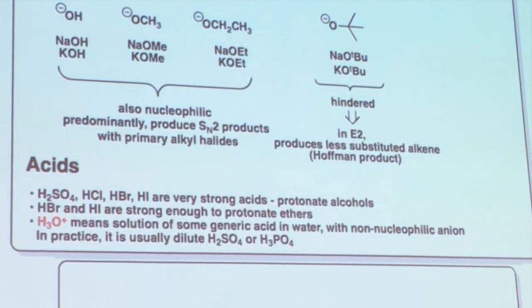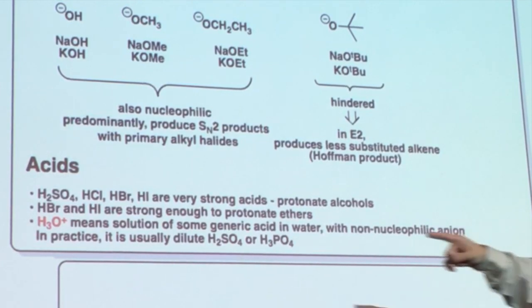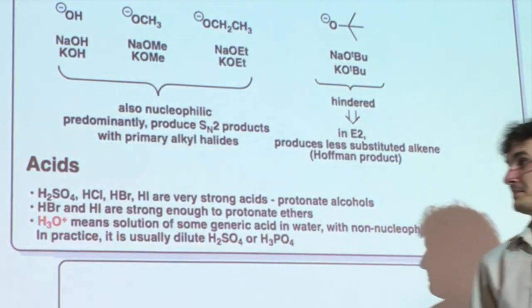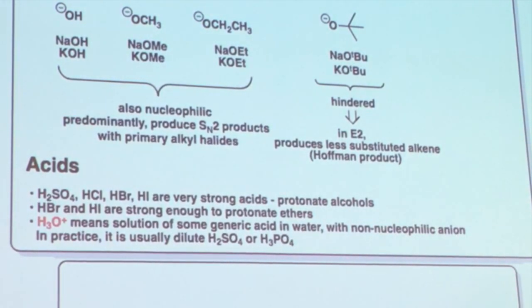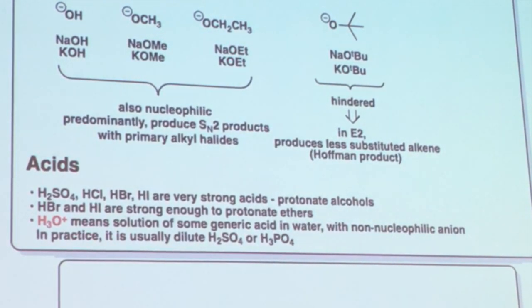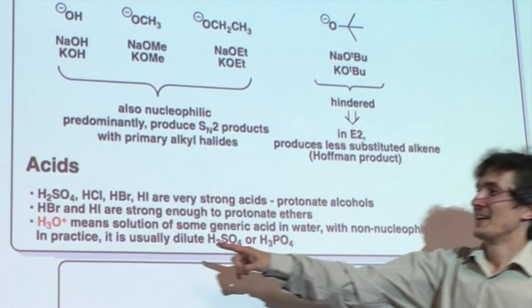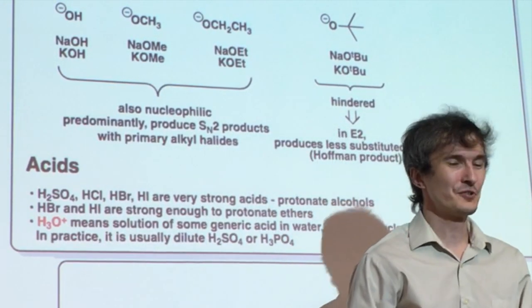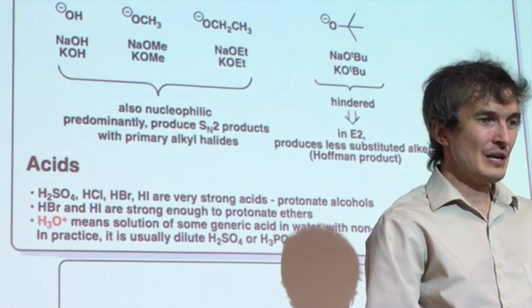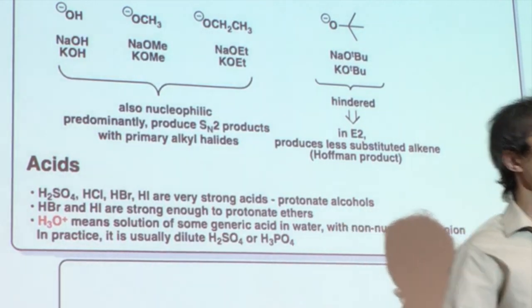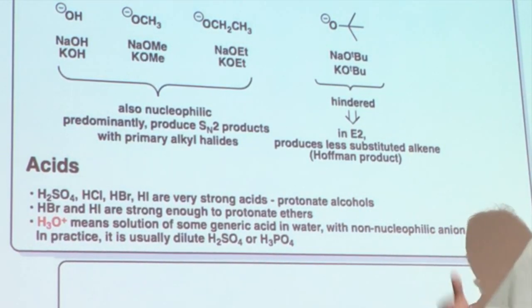Sulfuric acid, HCl, HBr, HI are strong acids. They can protonate alcohols. HBr and HI are so strong they can even protonate ethers. Wow. I know, that's so unthinkable. And then H3O plus, some people are so confused by this H3O plus. All that is in real life is that you take some HCl and you dilute it in water. That's your H3O plus. So you take some dilute sulfuric acid.